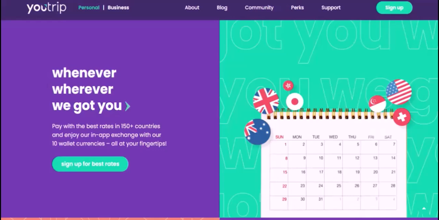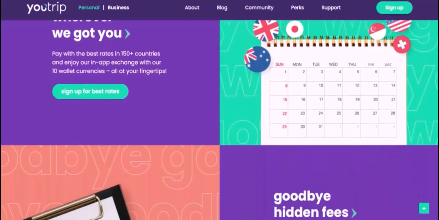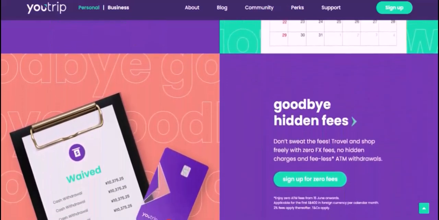Now, let's talk about the different scenarios you might encounter and the potential outcomes. If the transaction was unauthorized, meaning someone accessed your account without your permission, YouTrip typically has robust procedures in place to investigate and potentially reverse the transaction. In such cases, it's vital to report the issue immediately and follow their instructions, which might include filing a police report.